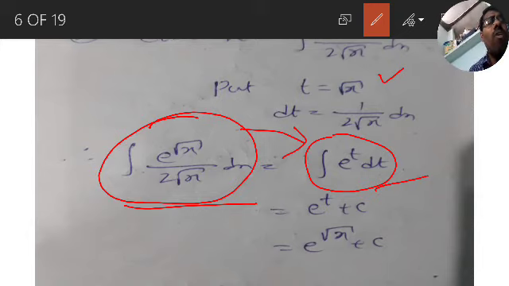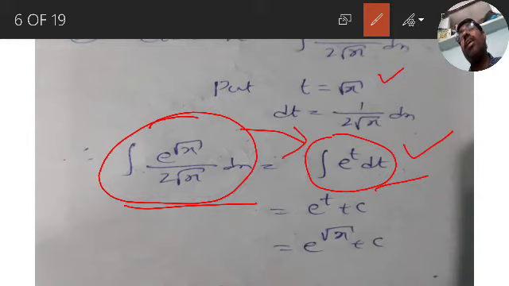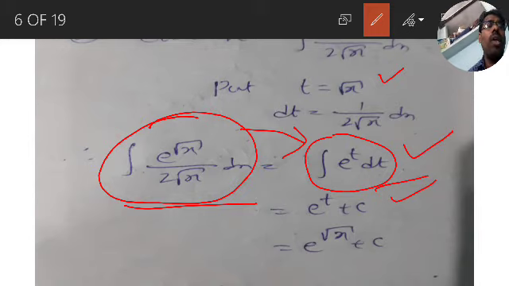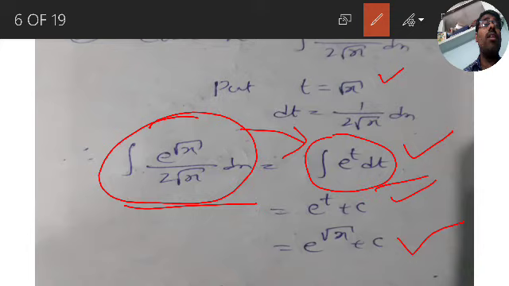Integration of e power of t into dt is of the form integration of e power of x into dx. Integration of e power of x is e power of x plus c, so integration of e power of t is e power of t plus c. Are you getting? So, what is t? t is equal to square root of x, therefore e power of root x plus c. That is my problem. These are the integrations by substitution.